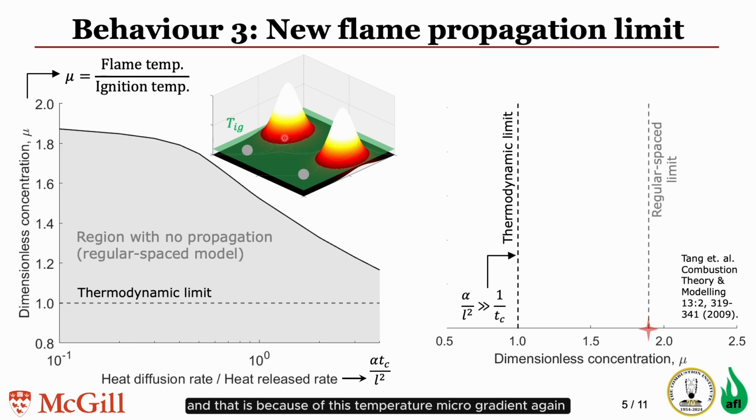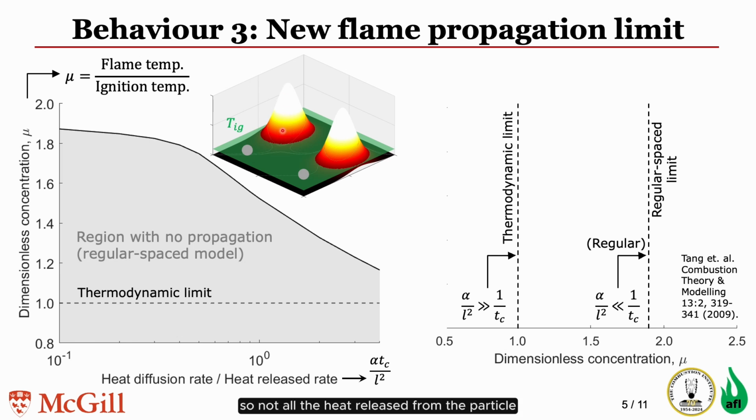And that is because of this temperature microgradient again. Most of the heat is locked around the burning particle, so not all the heat released from a particle is participating in the flame propagation. So the consequence is we will need a much higher fuel concentration to generate a flame temperature about 2 times higher than the initial temperature to make the flame propagation possible.